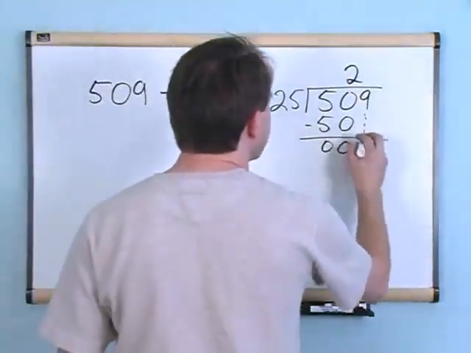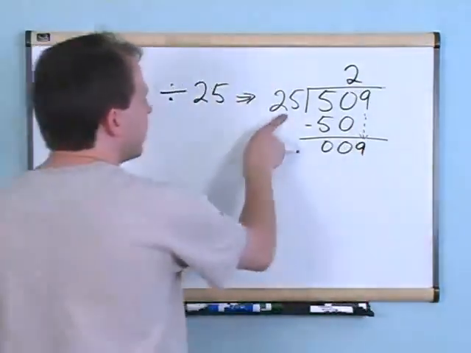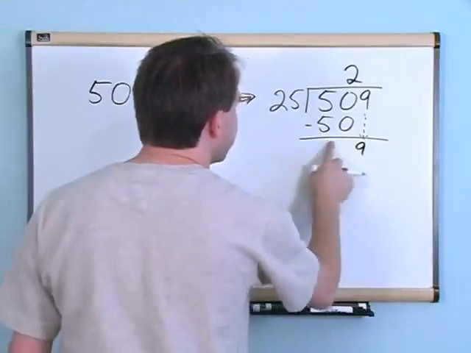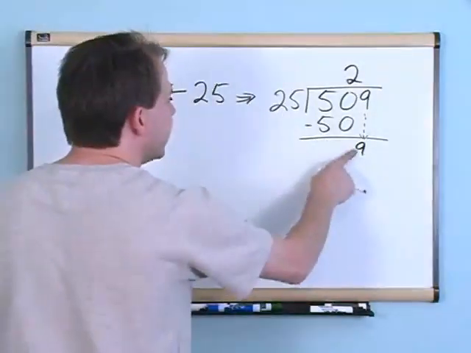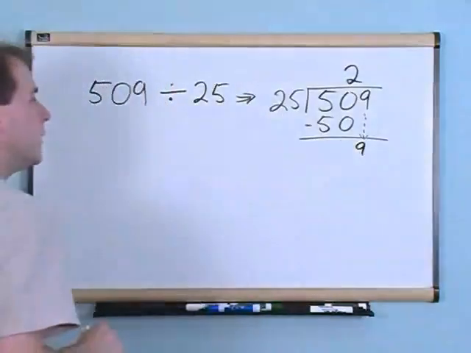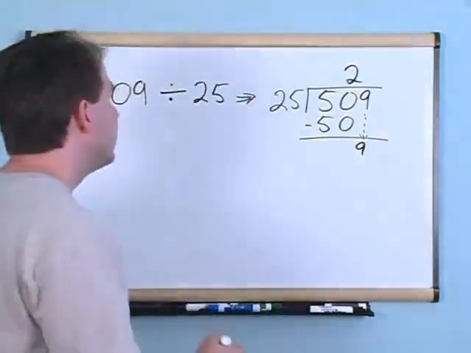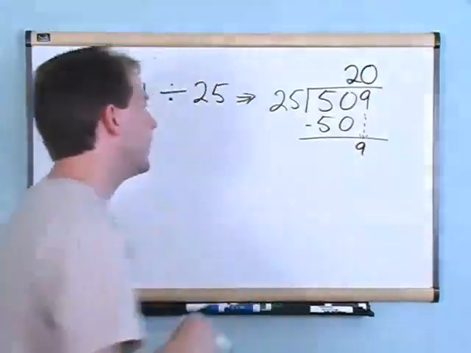So you're going to have to take your 9 and drag it down here. Okay? Can 25 be divided into 9? Because these leading zeros, they don't really mean anything. Okay, so the next thing you do is you say, can 25 be divided into 9? How many times can 25 be divided into 9? Well, 25 can go 0 times into 9, okay?